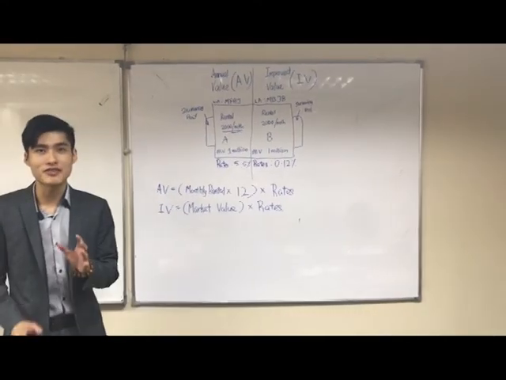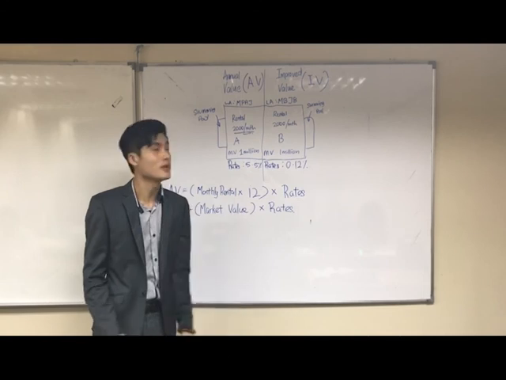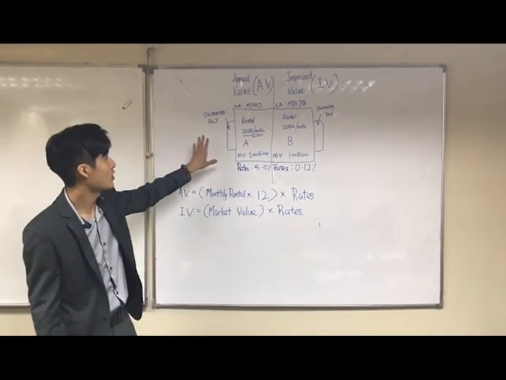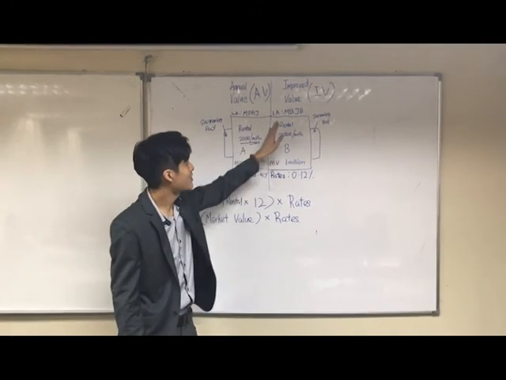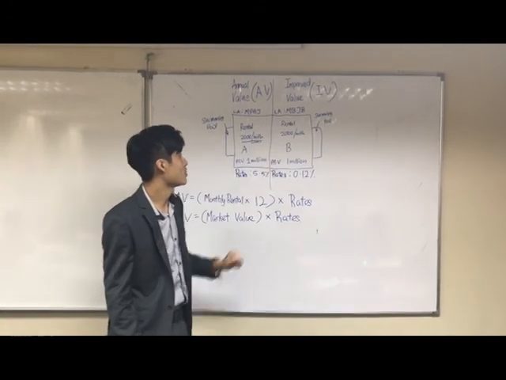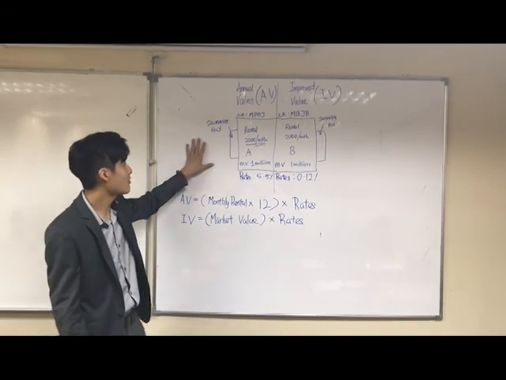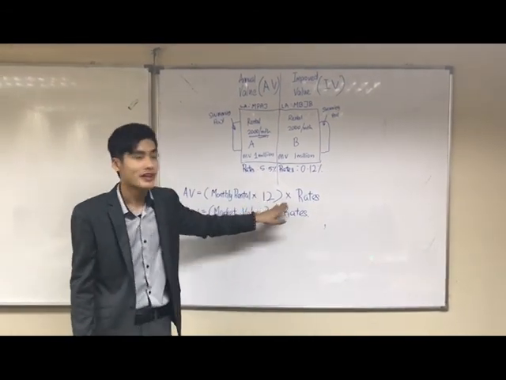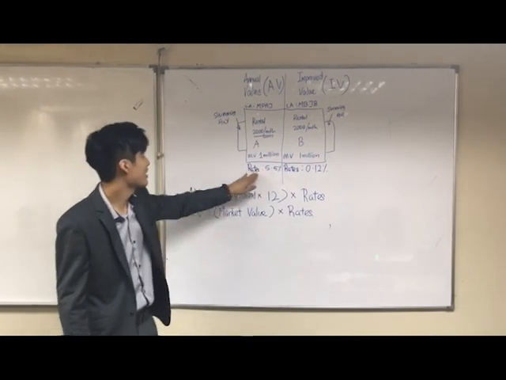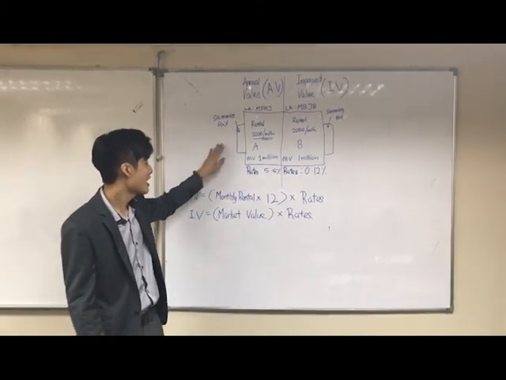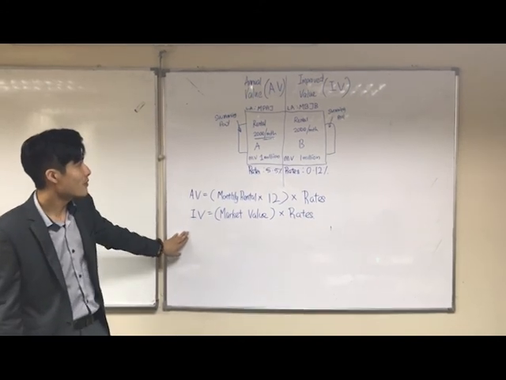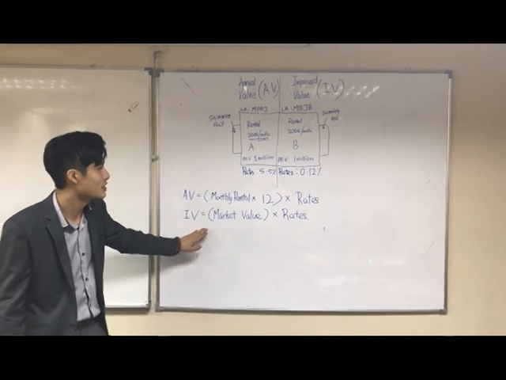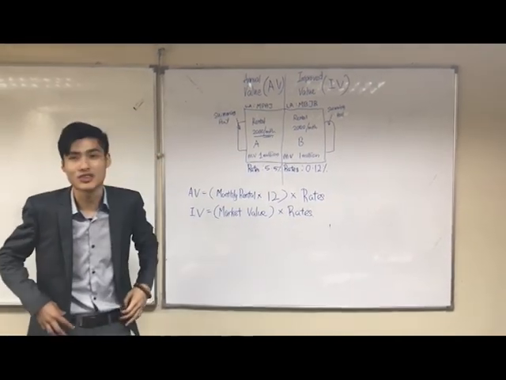Okay, so what is the difference between annual value and improved value? For annual value, the subject property is located at MPAJ, and for improved value, the subject property is located at MPJB. The annual value is based on the monthly rental times 12, then times the rates set by the local authority. But the improved value is based on the market value, times the rates set by the local authority in MPJB.